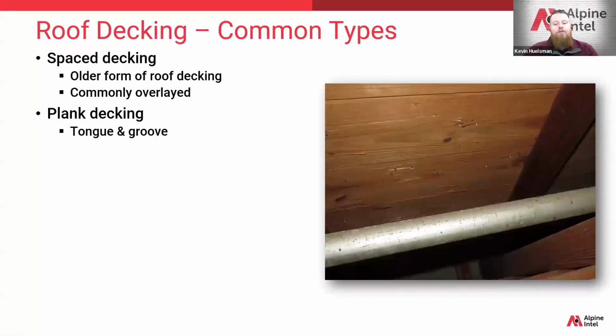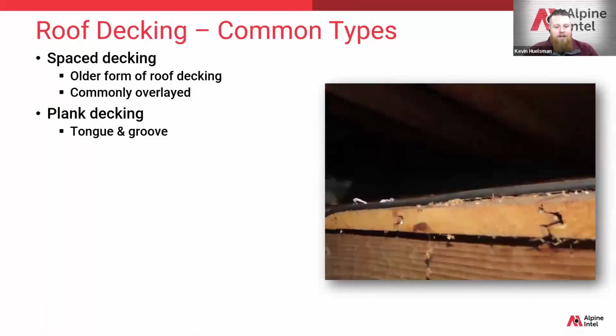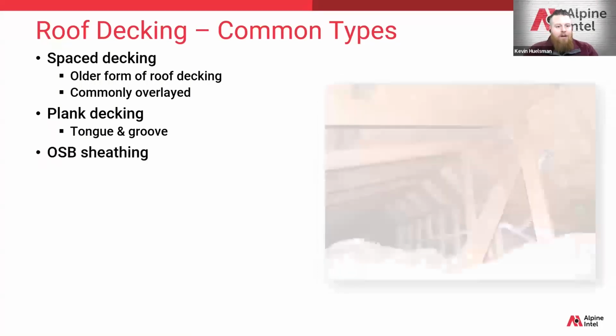Tongue and groove is another form of plank decking, but these boards are milled to allow for a tight connection between the boards. The tongue side of the board nests in the groove of the board next to it.